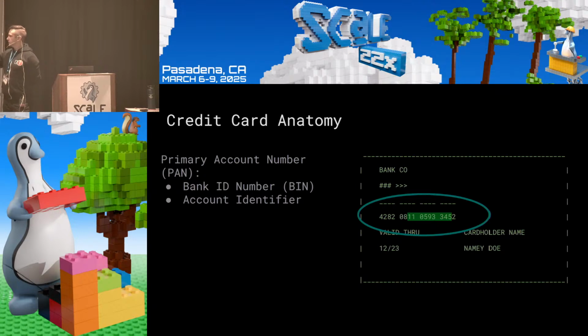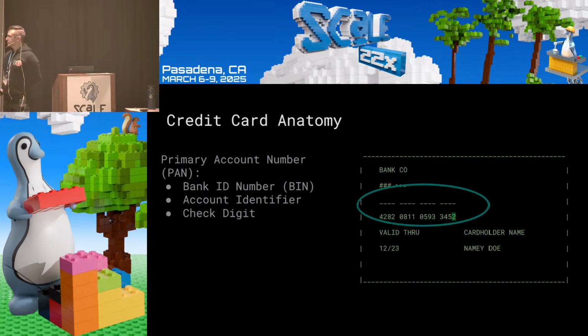The second set of digits is the account identifier, so that's your account with that bank. And then the final digit here doesn't even add information. It's really only 15 digits, and the last digit is derived. So there's a little checksum, right? And that's just to prevent typos and that kind of thing. So if you had the first 15 digits of a credit card number, you could just derive the last one.